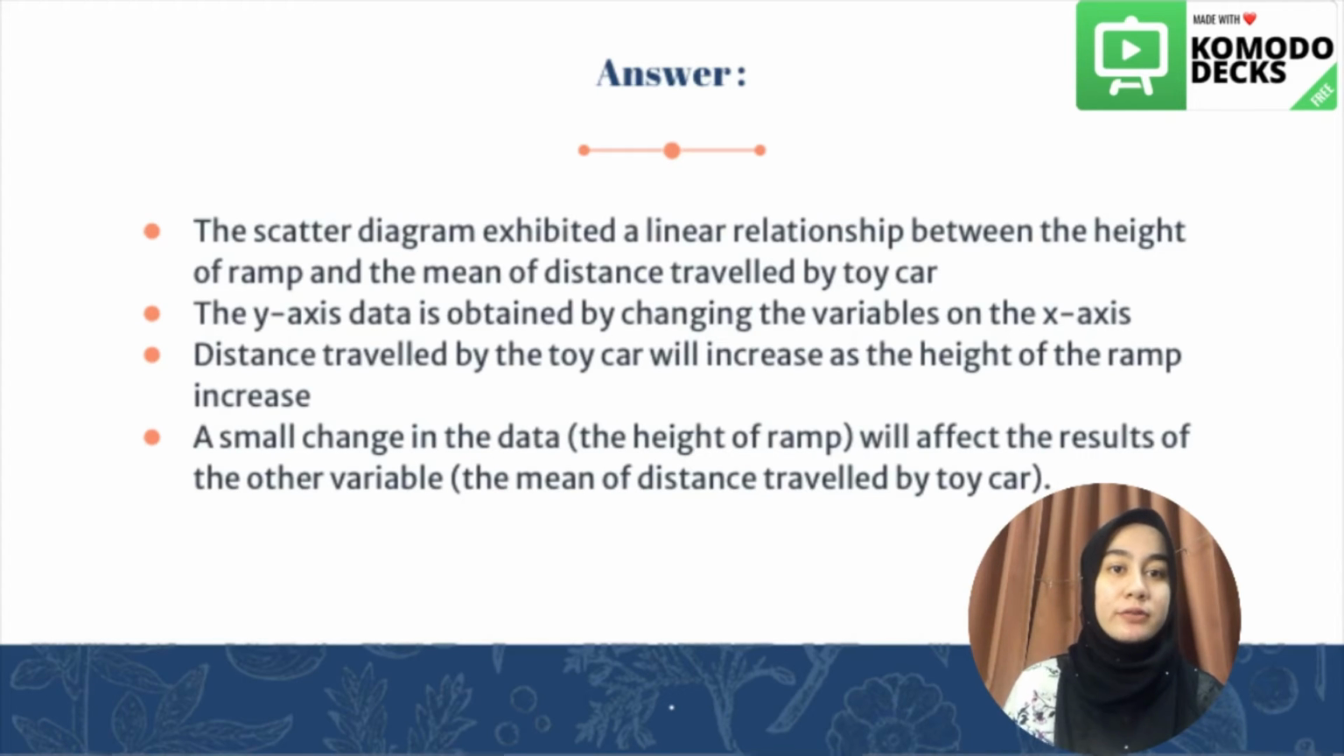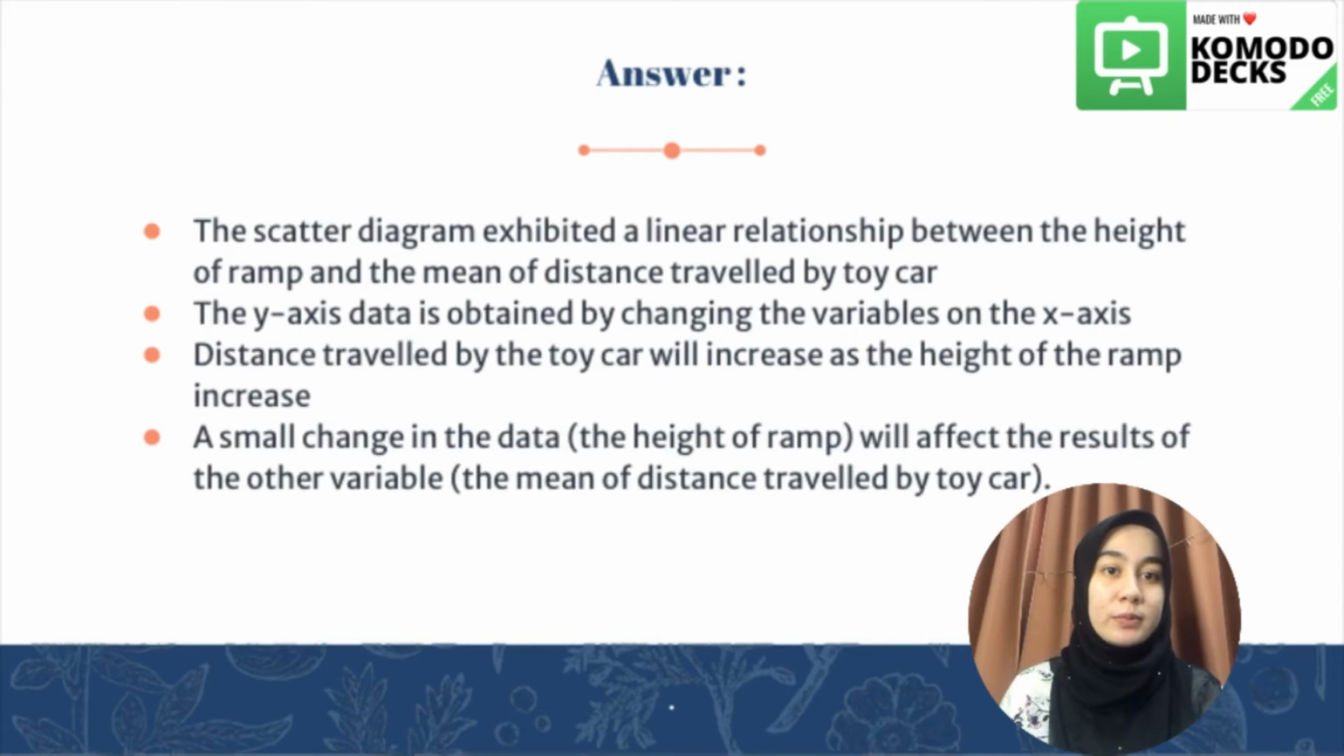So from here we can understand that the two variables, the height of the ramp and the mean of distance traveled by the toy car, are interdependent and show a correlation between the data obtained. So here I can conclude that a small change in the data, which is the height of the ramp, will affect the result of the other variable, which is the mean of distance traveled by the toy car.